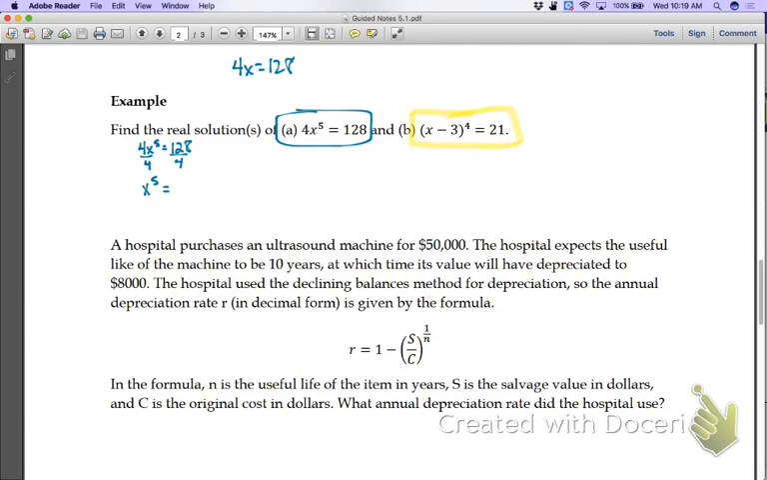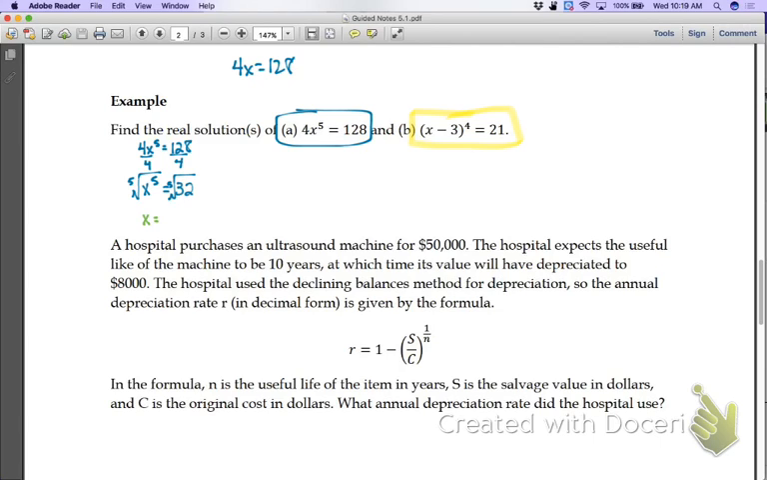How much? 32. Oh, 32. I thought you said 22. Now, I still need to solve for x. So it's the fifth power. So what do I need to do to both sides? Take the fifth root. What's going to happen to the left side? What's it going to be left with?